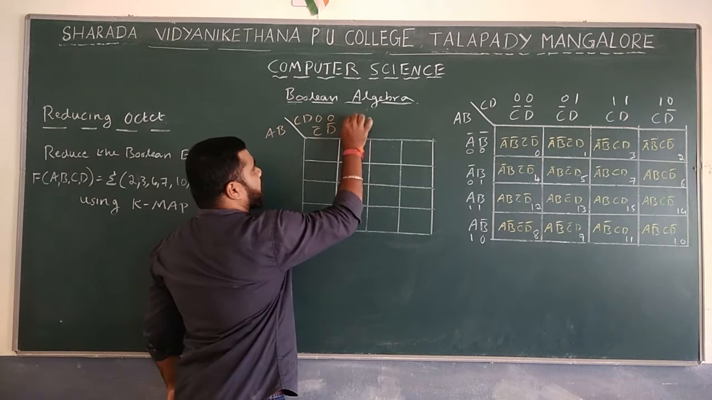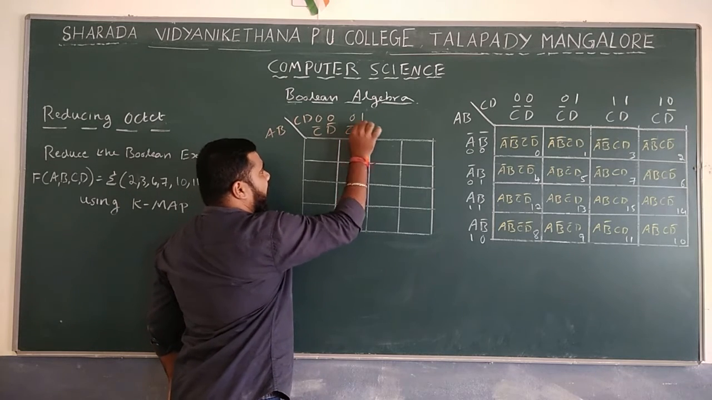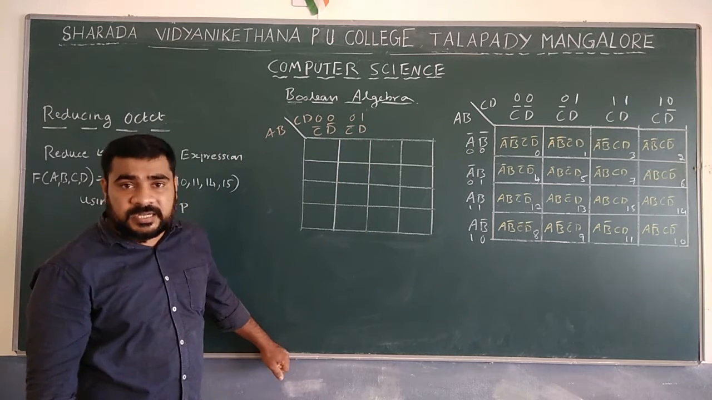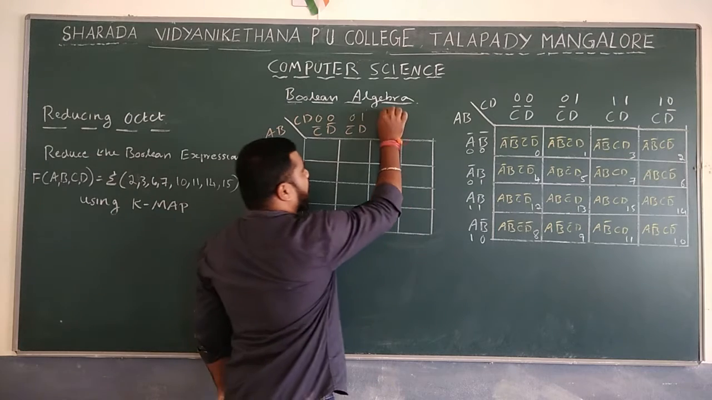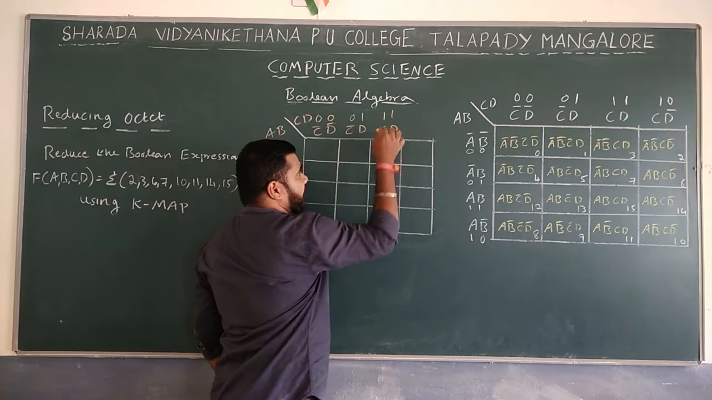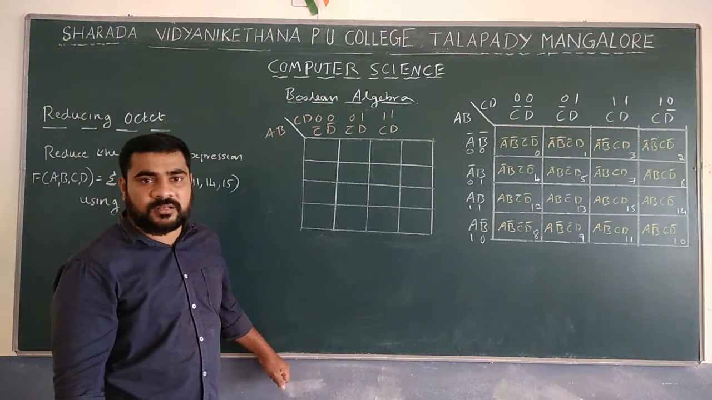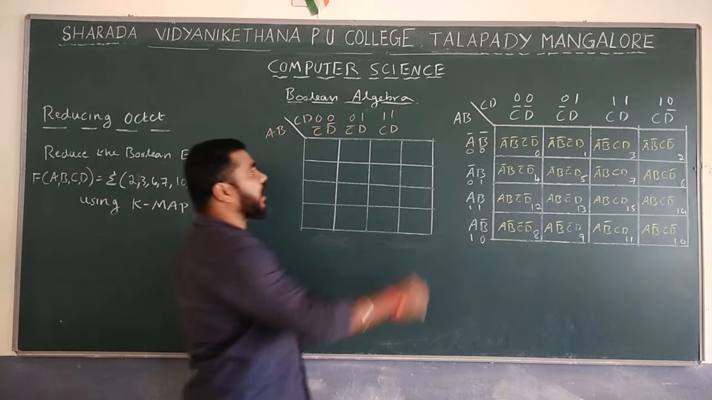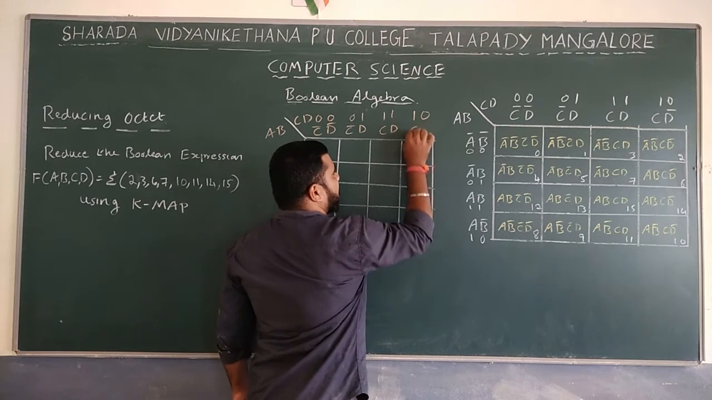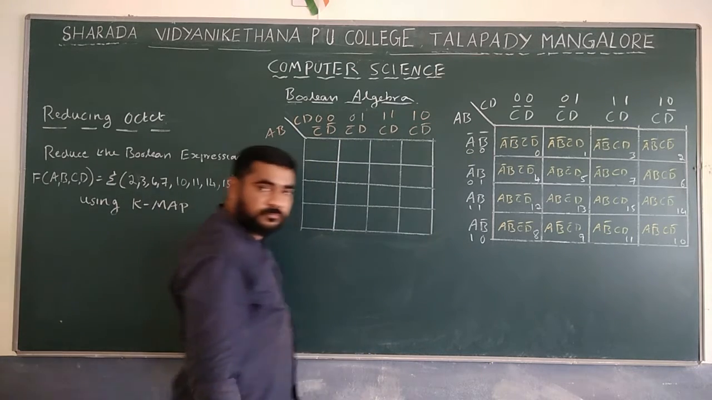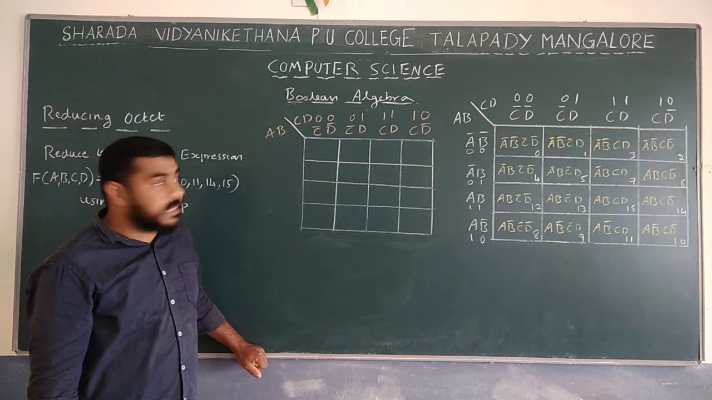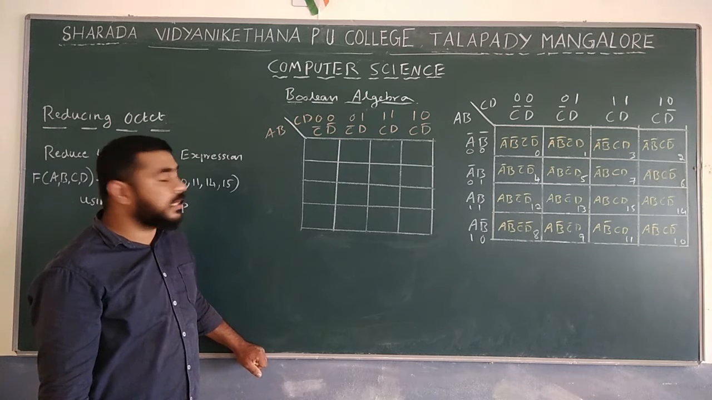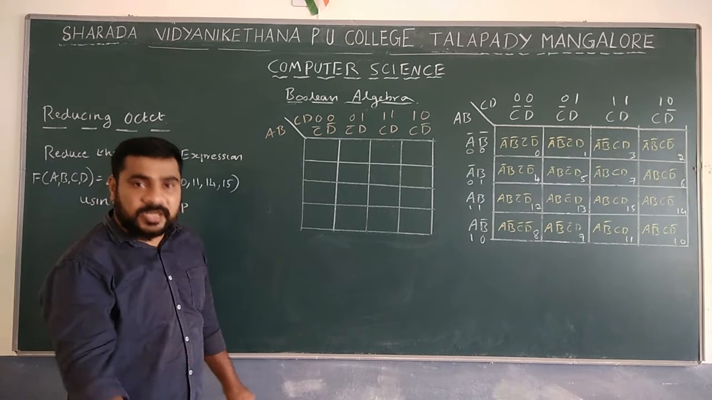Next one is 0, 1, that means C dash, D. The next one is 1, 1, that is C and D. The last one is 1 and 0, C, D dash. So it is C dash D dash, C dash D, C D and C D dash.